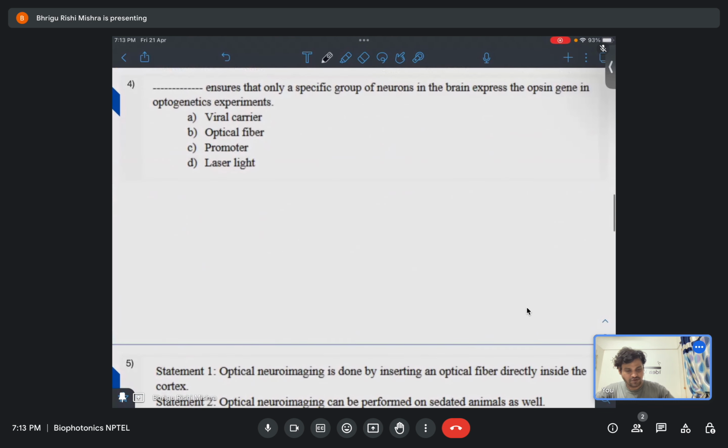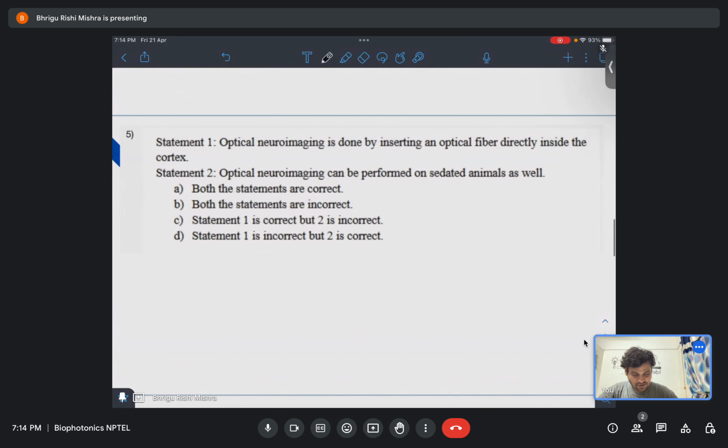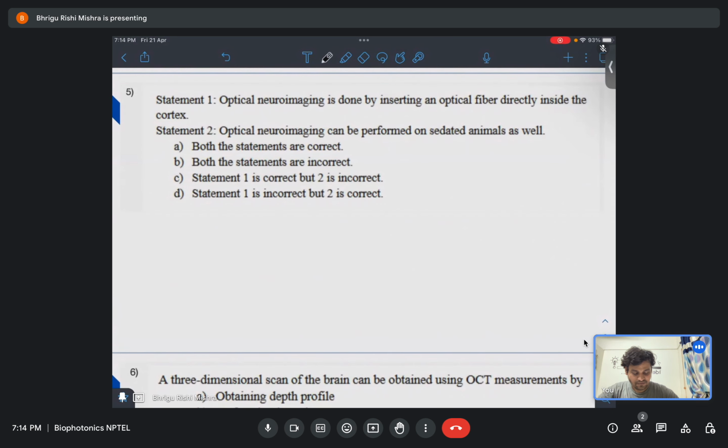Now, question 4. What ensures that only a specific group of neurons in the brain express the opsin gene in optogenetics experiments? We just discussed promoters. These are the promoters, which ensure that only a specific group of neurons in the brain express the opsin gene. Okay, so let's move to the next question.